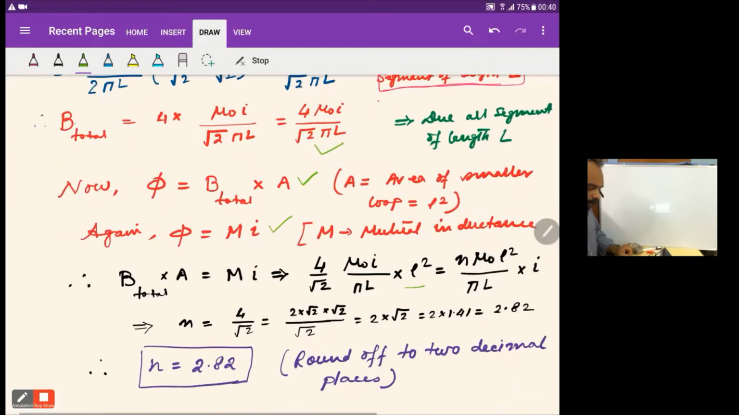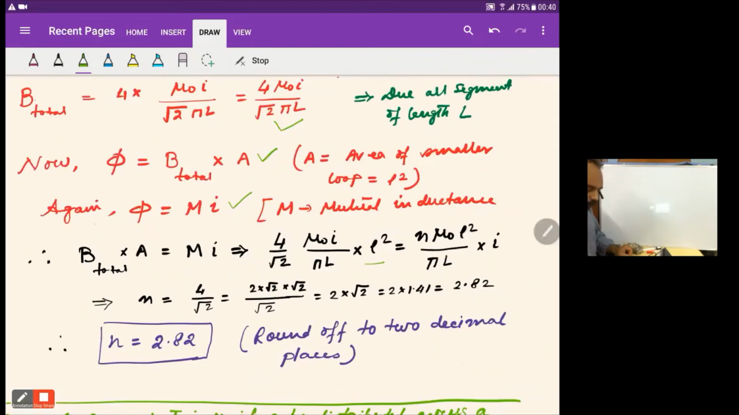That gives us N equal to 4 by root 2, that is equal to 2.82. So N is equal to 2.82, rounded off to 2 decimal places.